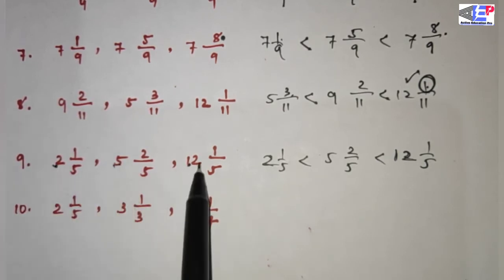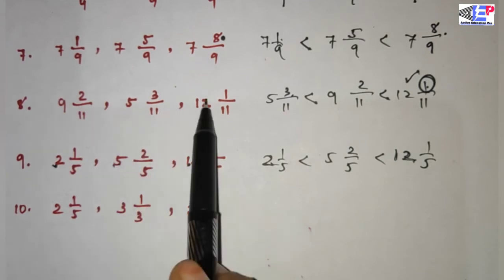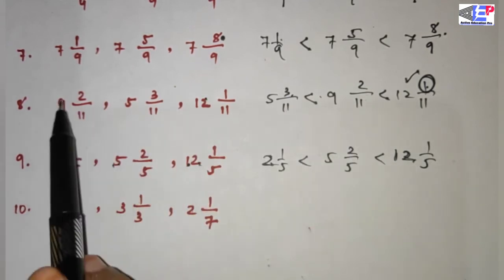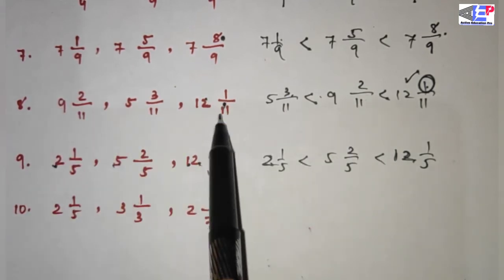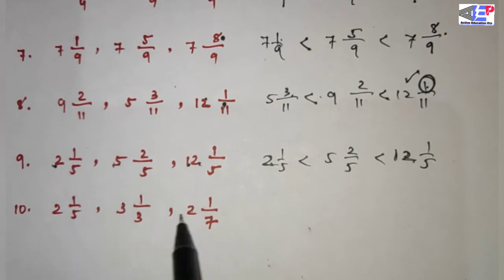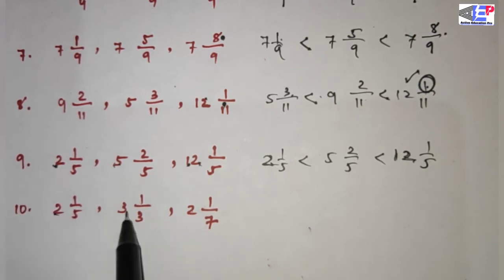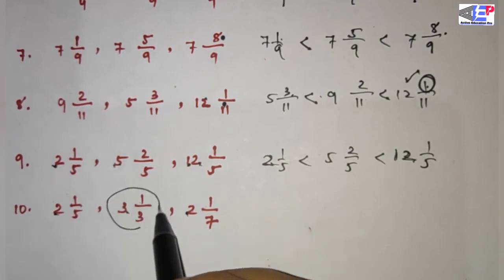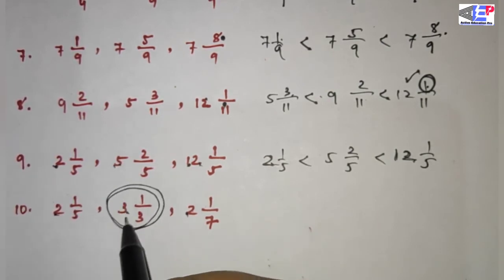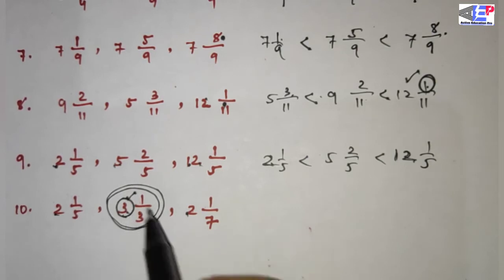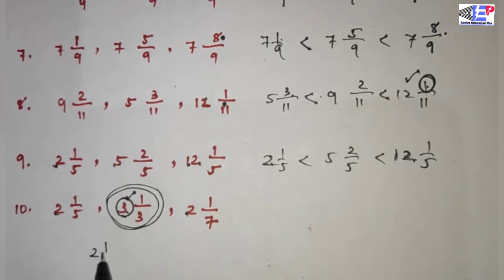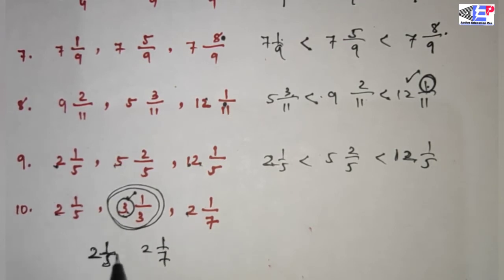There are different whole parts, so you have to first compare whole parts. Here 3 1/3 is the greater one. You can find this out because the whole part 3 is greater than both the 2s. But how could you compare 2 1/5 and 2 1/7? Both have the same whole part 2, with fractional parts 1/5 and 1/7. How could you compare?